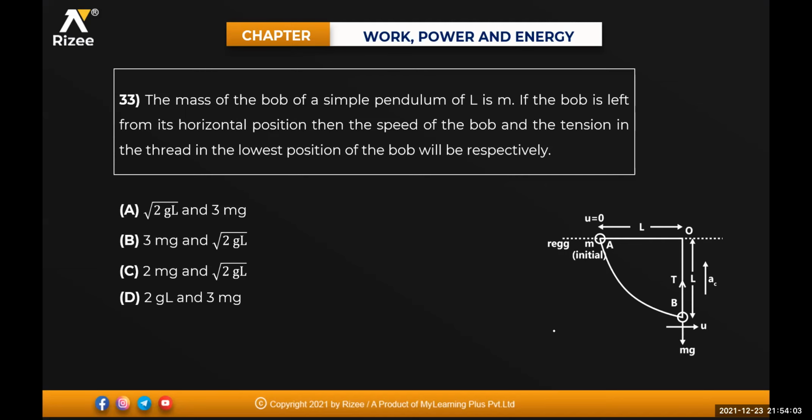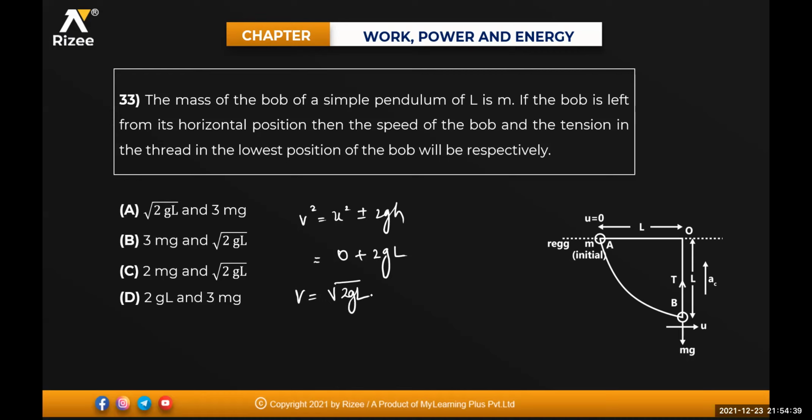The mass of the bob of a simple pendulum of length L is m. If the bob is left from its horizontal position, as in the given figure, then the speed of the bob and the tension in the thread at the lowest position of the bob will be equal to how much? Okay. See, when you're lifting the body from here to here, I can use the relation v square is equal to u square plus or minus 2g into h. Initial velocity is 0. As you are coming from up to down, it will be plus 2 into g into height. Height is nothing but L. That means v will be equal to under root of 2gL.